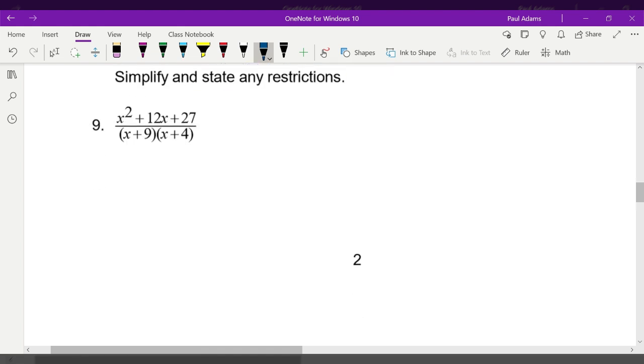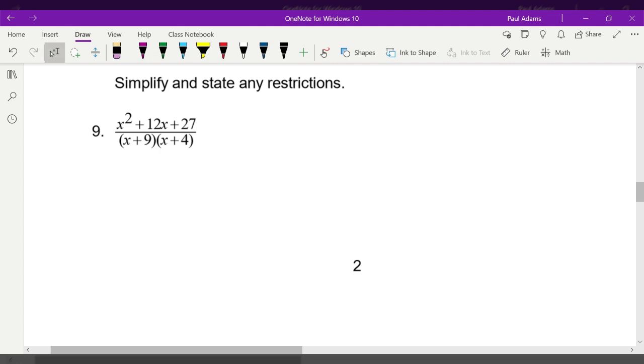Then for number 9, we want to simplify this, all right, and state any restrictions. Well, you can start with the restrictions here. You have x plus 9, x plus 4, all right, set them both equal to 0. So x cannot be negative 9 or negative 4. Get that out of the way, okay?